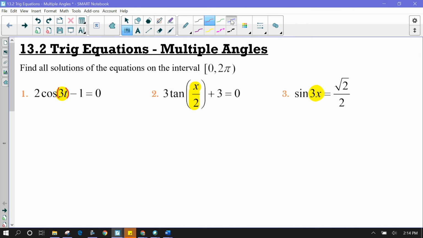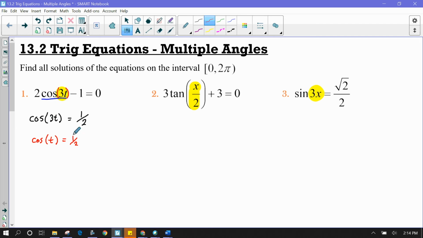So the first thing we'll do, same thing as in 13.1, we're going to isolate our trig function. So cosine 3t I want to isolate and get by itself on one side of the equation. So I'll simply add over 1 and then divide by 2. So I have cosine 3t equals 1/2.